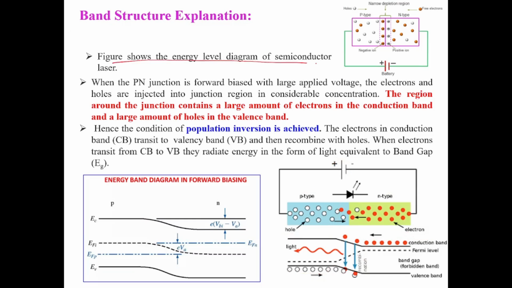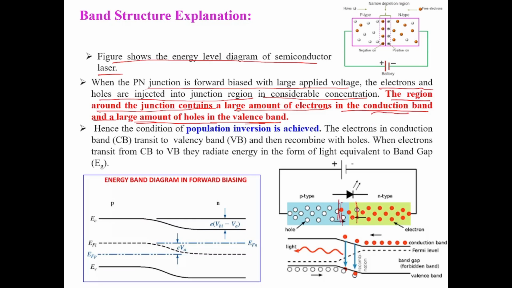Figure shows the energy level diagram of the semiconductor laser. When the p-n junction is forward biased with a large applied voltage, the electrons and holes are injected into the junction. That means this one. In considerable concentrations, the region around the junction contains a large amount of electrons in the conduction band and a large amount of holes in the valence band. So at the junction, we can already find a large amount of holes in the valence band and a large number of electrons in the conduction band at the junction.